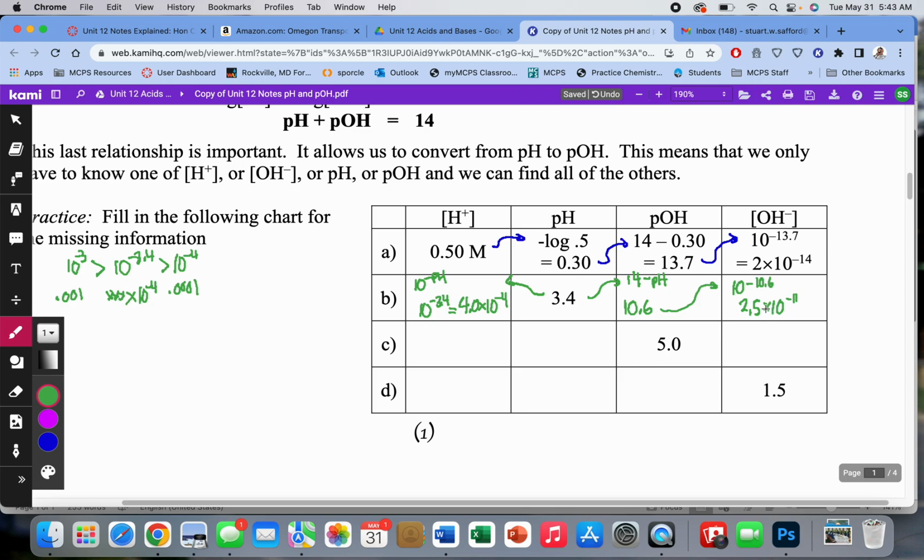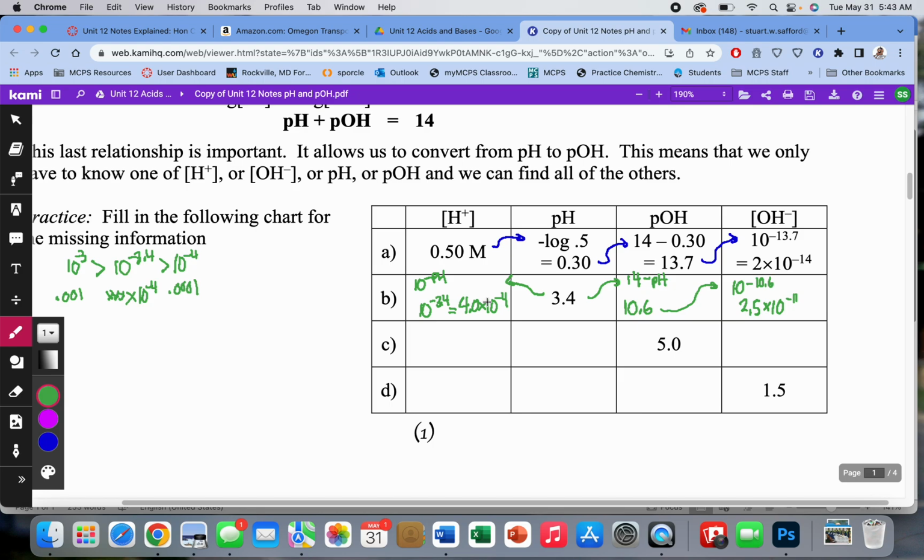Now, the interesting thing is, if I take this 2.5 times 10 to the negative 11th and multiply it by 4 times 10 to the negative fourth, 4 times 2.5 is 10, and 10 to the negative fourth times 10 to the negative 11th is 10 to the negative 15th. So I get 10 times 10 to the negative 15th, which is the same thing as 10 to the negative 14th.